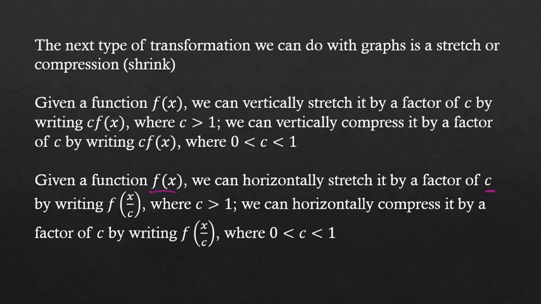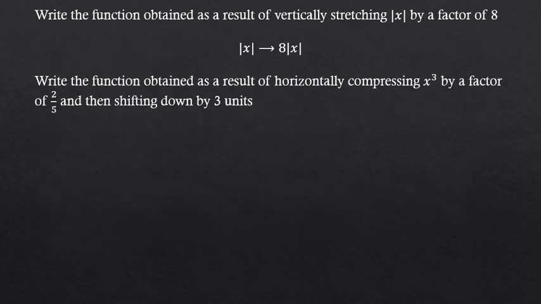Recall, if we are horizontally compressing by a factor of, in this case, 2/5, we are taking x over 2/5, and we're having that take the place of any x's within my given function. So where we have the x here, we're going to replace it with x over 2/5. That whole thing is being cubed, and x divided by 2/5 is the same thing as 5/2 times x. Just as a reminder, dividing by a fraction is the same thing as multiplying by the reciprocal.